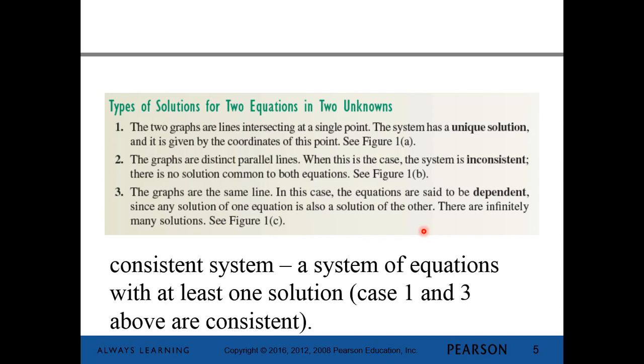So what do we mean by a consistent system? A consistent system of equations is any system of equations with at least one solution. That means it could be one solution or many solutions. So in the above, cases 1 and 3 would be consistent, whereas case 2 is an inconsistent case.